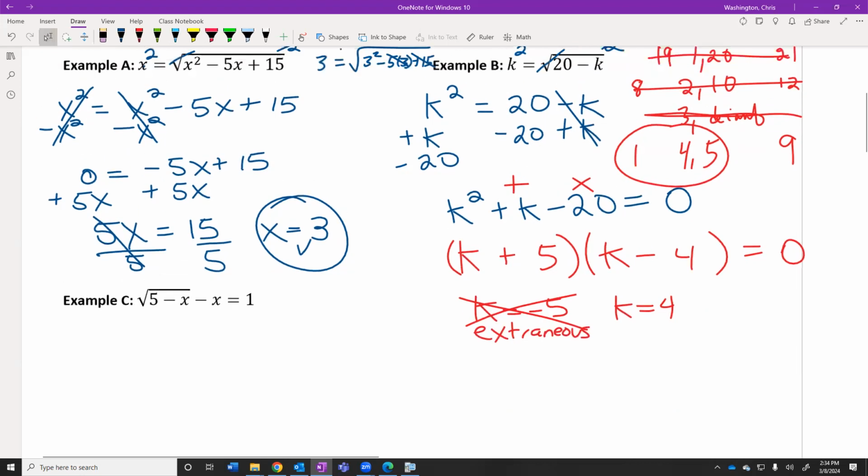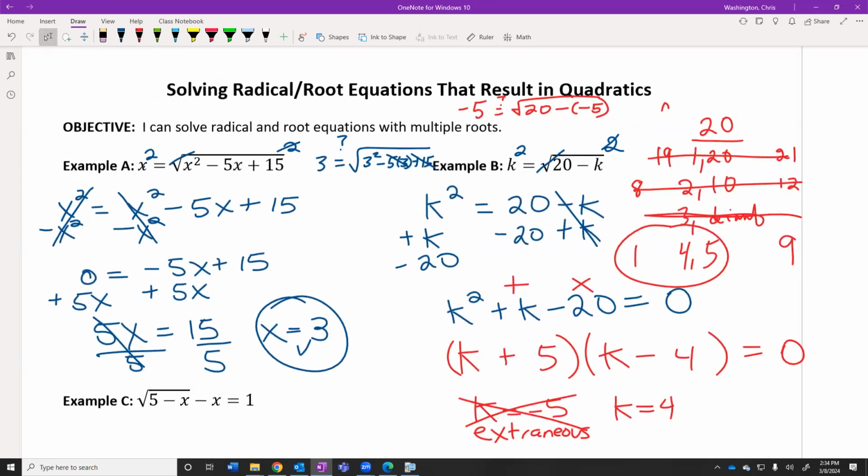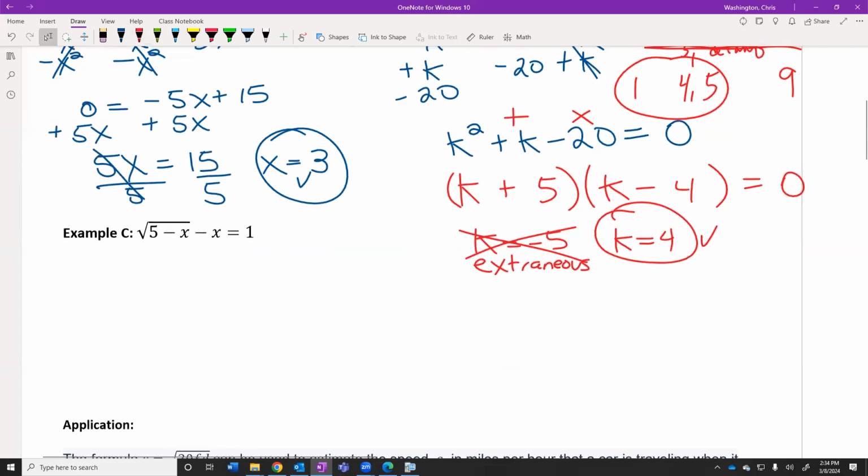What about 4? If we plug 4 in, what do we get? Does 4 equal the square root of 20 minus 4? Yes. So k equals 4 is the only solution to this equation. K equals 4 is the only solution. On a multiple choice test, it's not going to differentiate between extraneous solutions and non-extraneous solutions. So option A might say negative 5 comma 4.